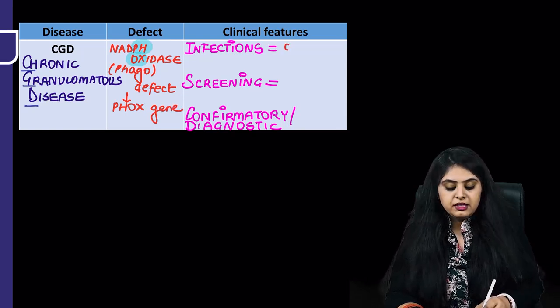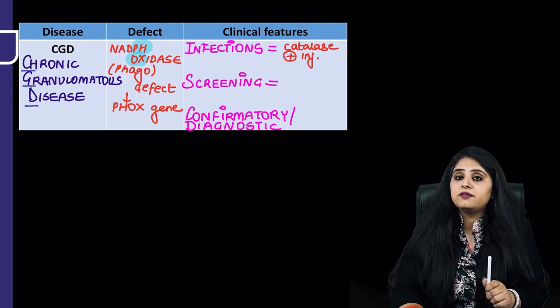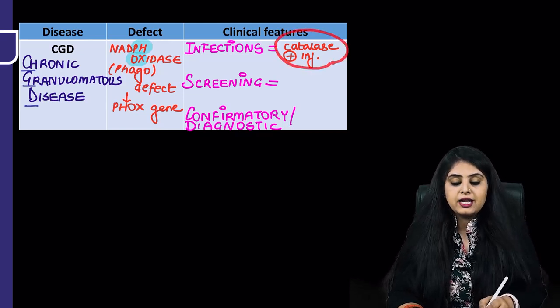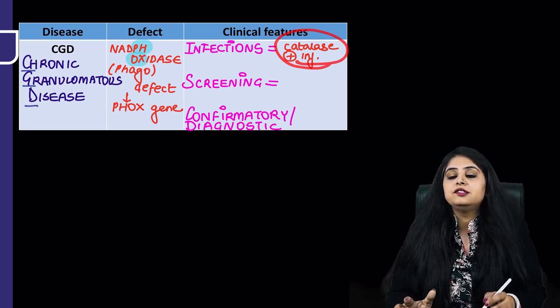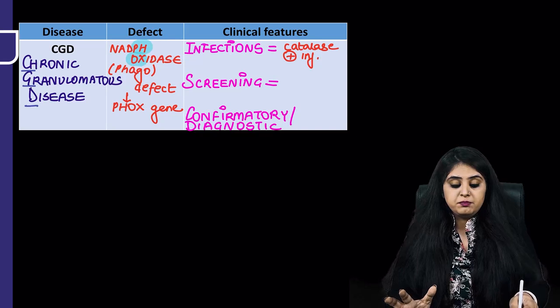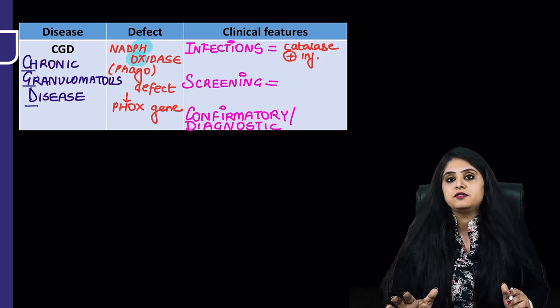What happens in these? These patients have a lot of infections, but they are going to be catalase positive infections. Go to the microbiology RR where I've taught you infections which are catalase positive. Staphylococcus, Klebsiella, Pseudomonas, these are all catalase positive. The patient keeps having catalase positive infections.